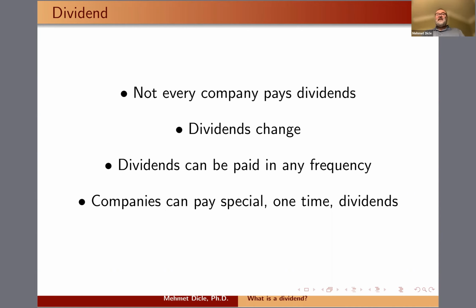Companies can pay special dividends one time. They could just have extra unexpected income, and they just don't want it, and they could just pay it to the shareholders.